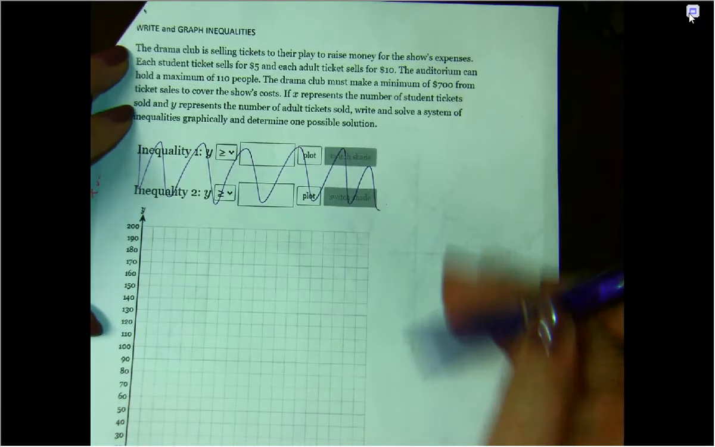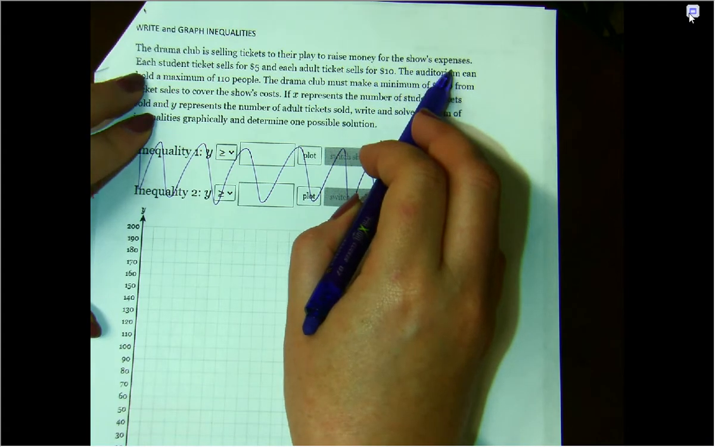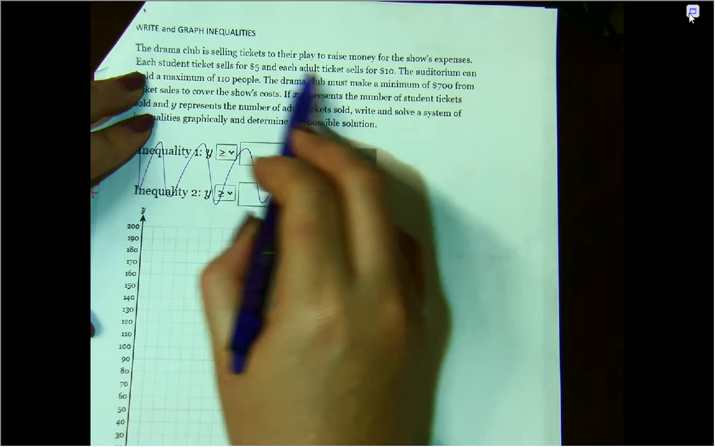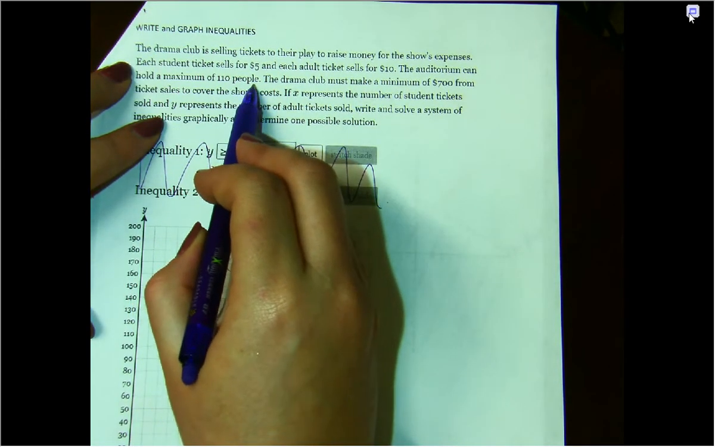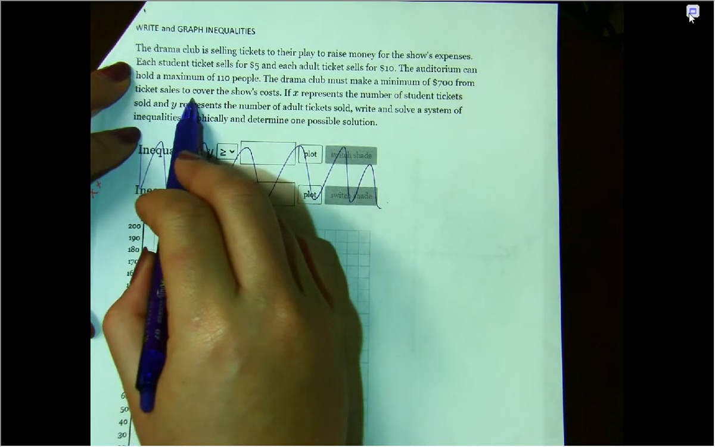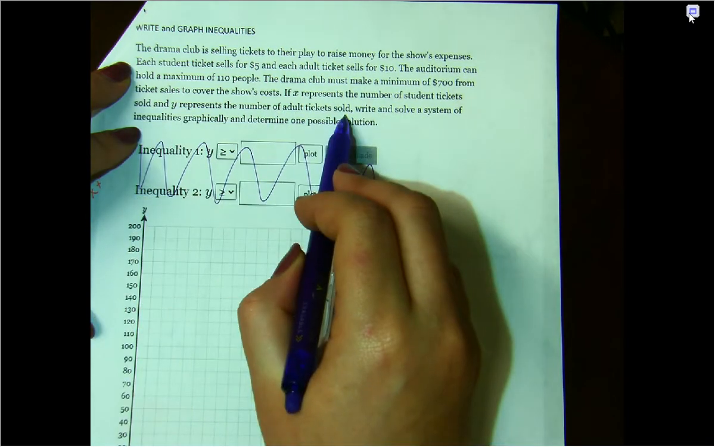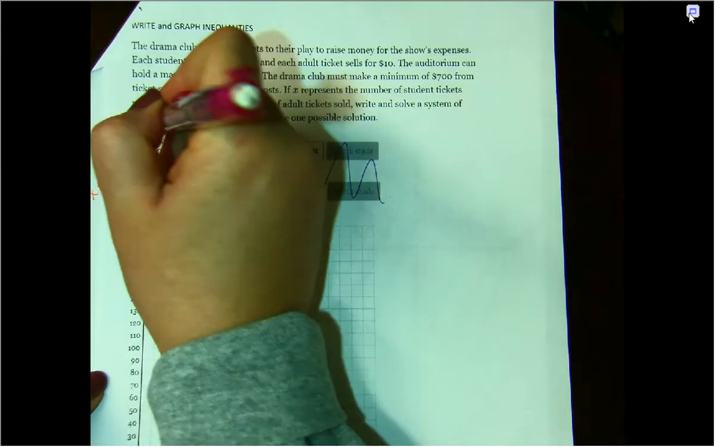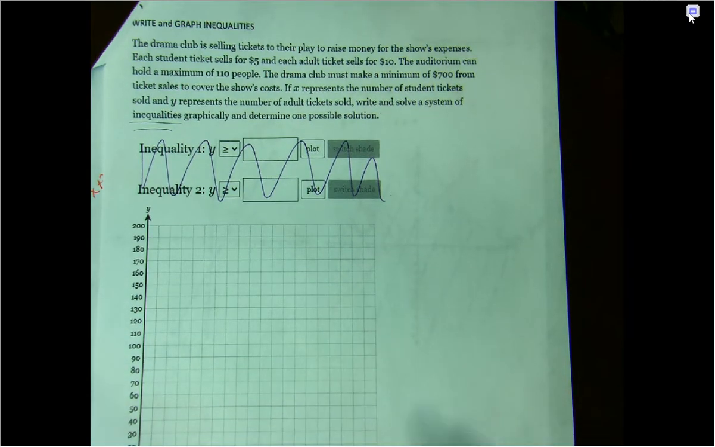So I have the drama club is selling tickets to their play to raise money for the show's expenses. Each student ticket sells for $5 and each adult ticket for $10. The auditorium can hold a maximum of 110 people. The drama club must make a minimum of $700 for sales to cover the show's costs. If X represents the number of student tickets and Y represents the number of adult tickets, write and solve a system of inequalities. Okay, so it tells us what to set up, inequalities, graphically, and determine one possible solution.